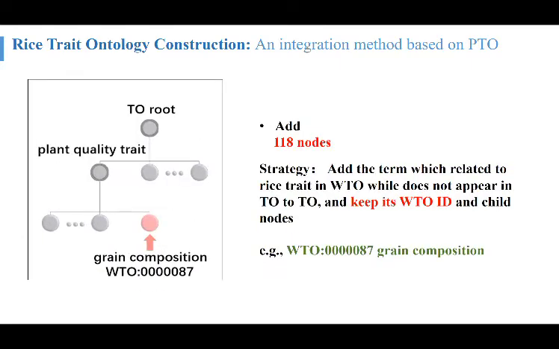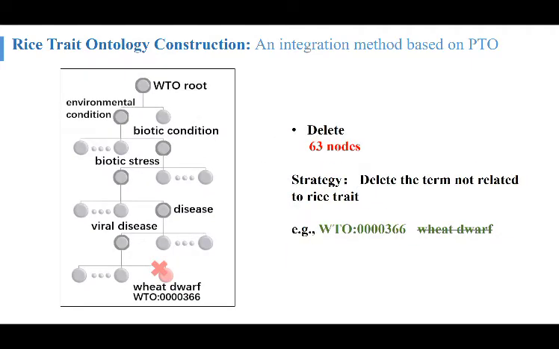Second, the add strategy. Add the term related to RiceTrait in WTO to TO and keep its WTO ID and child nodes. We successfully add 118 nodes to TO. Third, the delete strategy. If the WTO term is not related to RiceTrait, then we delete it. We totally delete 63 nodes.